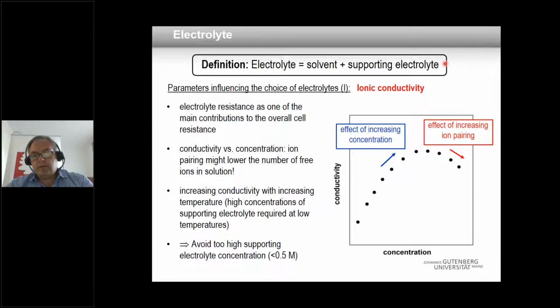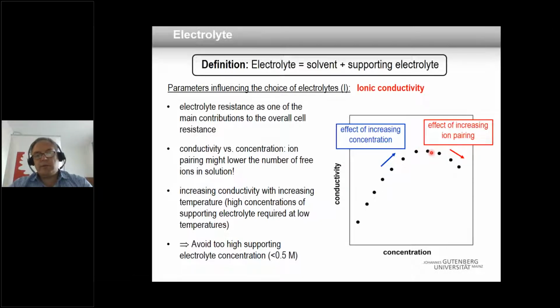The ion conductivity, if you use a large amount of salt, as you see, after a while you have increasing conductivity by the concentration, and then it's not beneficial anymore. The reason for that is the ion pairing. Therefore, that's one point, the conductivity.